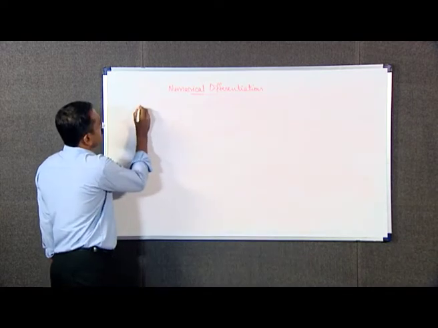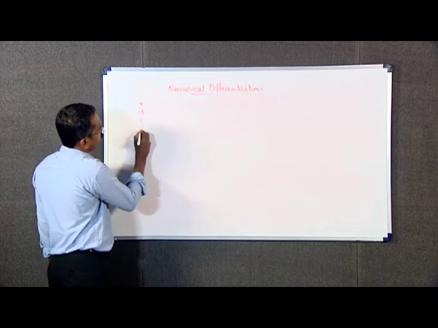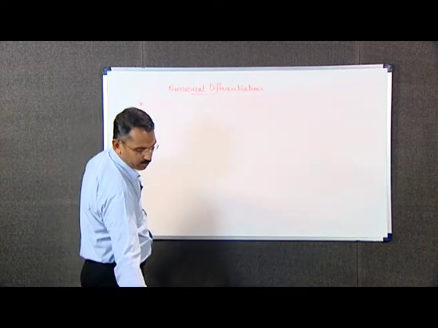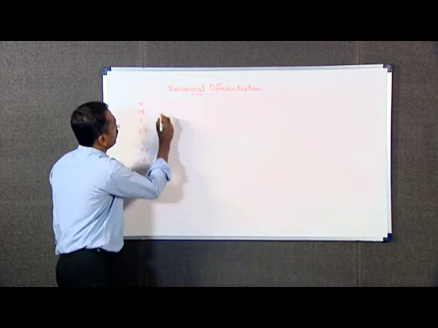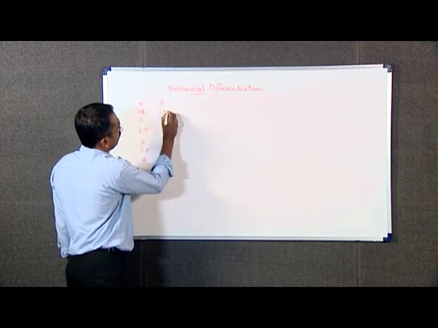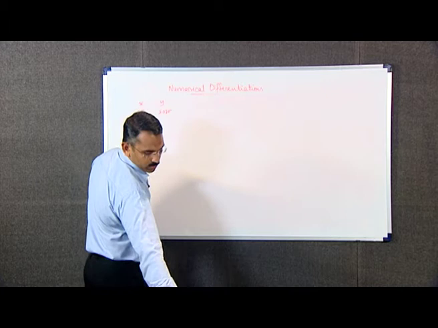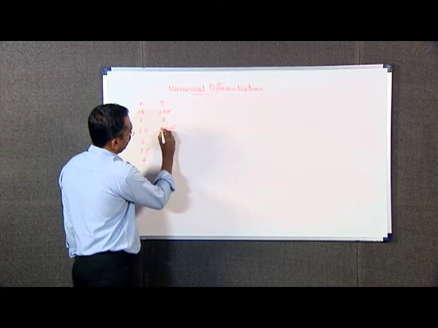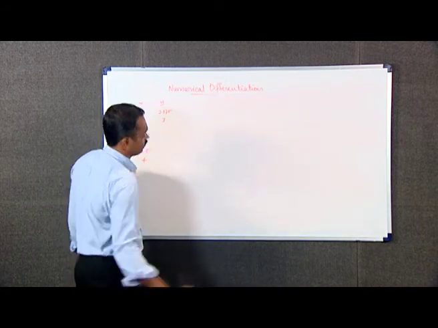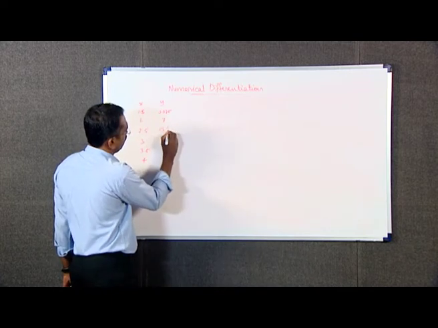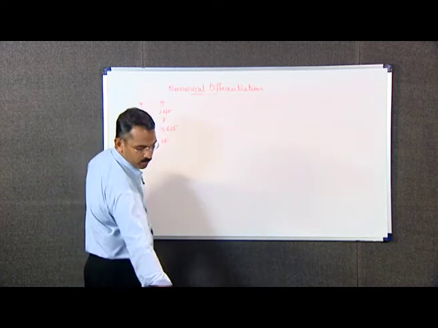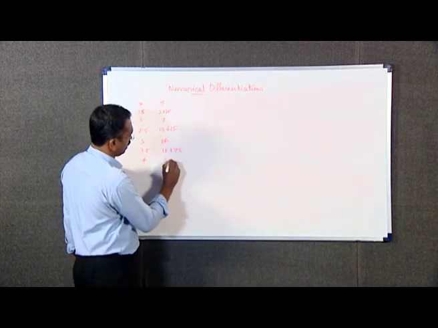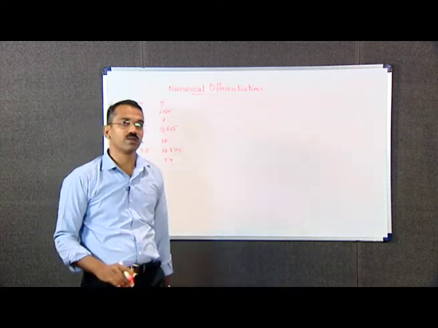The values of x are 1.5, 2, 2.5, 3, 3.5 and 4. The values of y are 3.375, 7, 13.625, 24, 38.875 and 59. These are the given data.